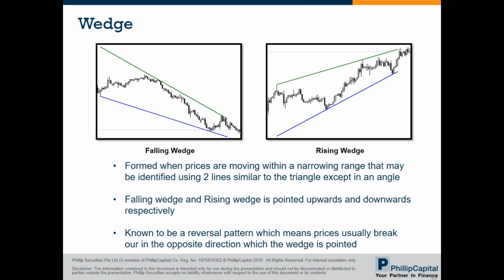So the difference of this pattern is that it is a reversal pattern. So spotting this means that usually price breaks out in the opposite direction once this pattern is completed. So as in the case of a falling wedge, price tends to break upwards. For the rising wedge, price tends to break downwards. So that is why it's known as a reversal pattern.